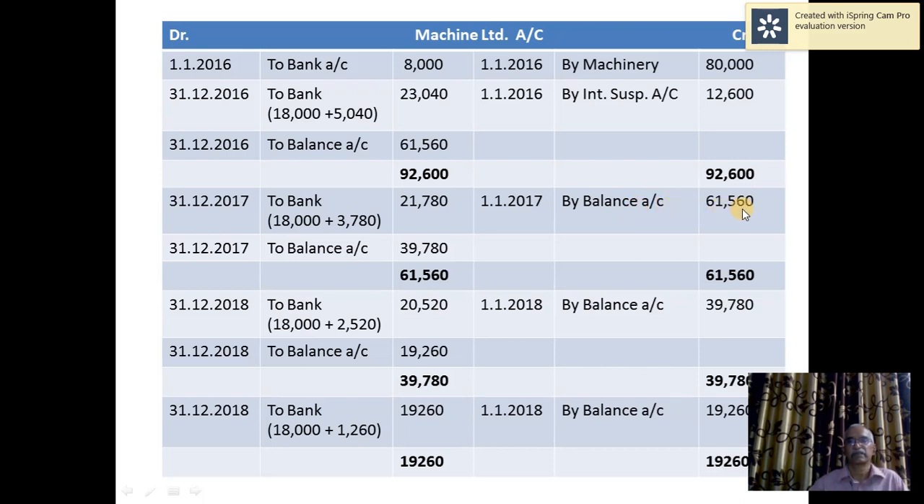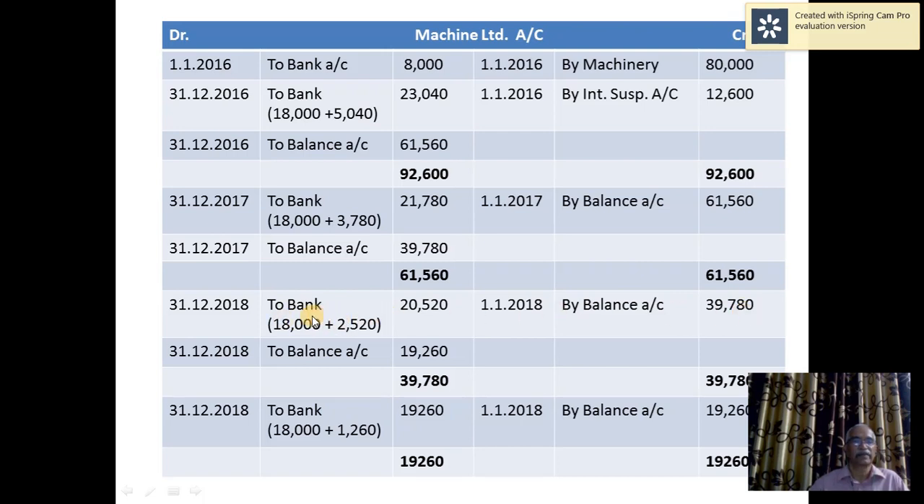61,560. It should be by balance brought down. So second year you are paying an installment that consists of 18,000, which you pay every year, plus interest of second year 3,780. So together 21,780. So the balance is 39,780. The same is brought down here, 39,780.